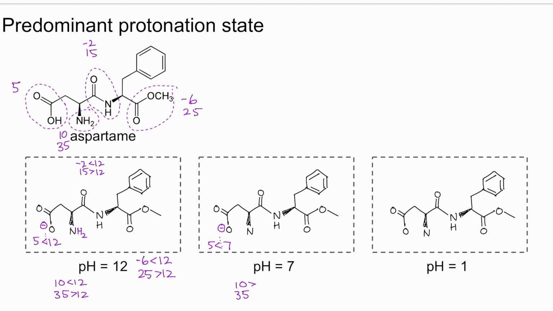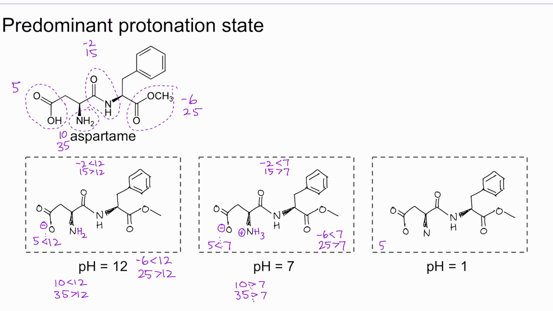For pH of 7, 5 is less than 7, so we would deprotonate the carboxylic acid. 10 and 35 are both greater than 7, so we would take those two P's and protonate our amine, giving the nitrogen a plus charge. For the amide, -2 is less than 7, and 15 is greater than 7, so we would just leave it as is in its neutral state. And then for the ester, -6 is less than 7, and 25 is greater than 7, so we also leave that ester in its neutral state.